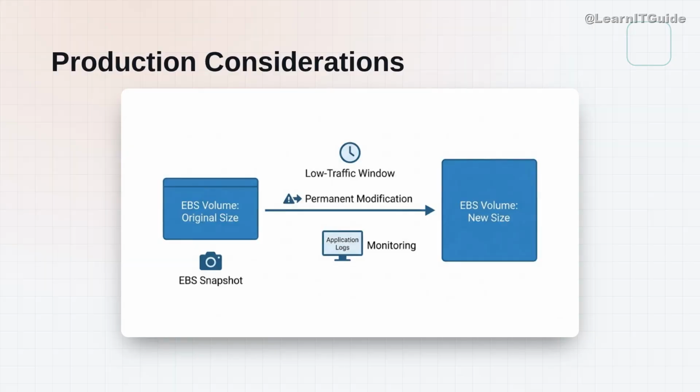When working in production, always perform these operations during a low traffic window if possible, despite the online nature of the resize. Ensure you have a recent EBS snapshot before starting, as AWS volume modifications are permanent and cannot be rolled back. Monitor your application logs during the resize to ensure no I/O errors occur due to the underlying block device reconfiguration. It is also good practice to test this entire procedure in a staging or development environment first, to ensure your specific kernel version handles the partition growth as expected.